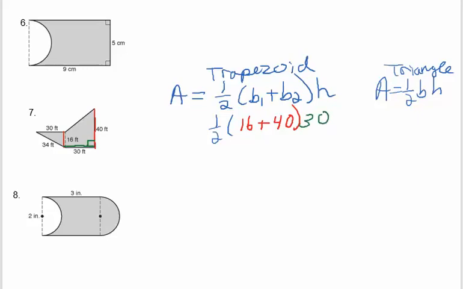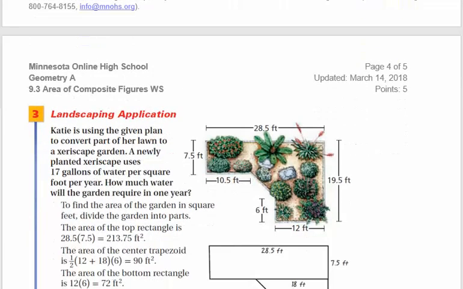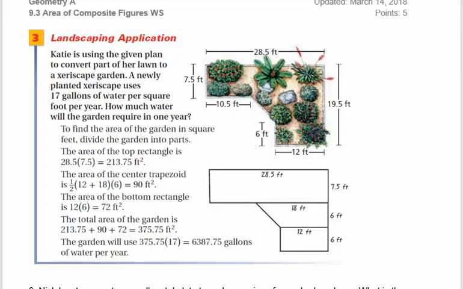And then for the triangle, we have, what is this base? The base of this triangle is 16. The height is the perpendicular to that base, which is 30. We are not going to use the 34 at all. The 34 is not the height of the triangle, it's not the base of the triangle, it's the hypotenuse, but we don't use that to find the area. So these are the two formulas that you would use to find the area of each part and then add them together.